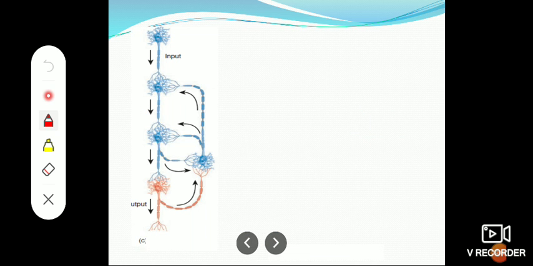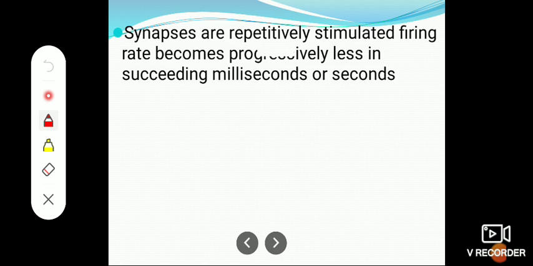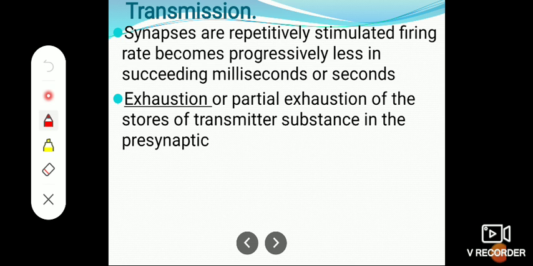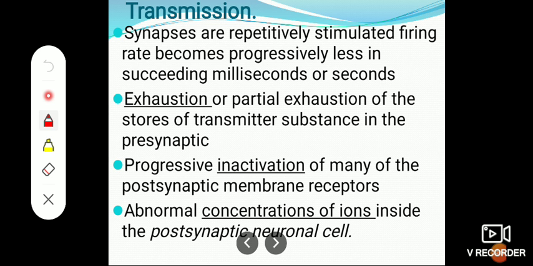So like this there are multiple reverberating circuits. You can see here also parallel after discharge. When synapses are repeatedly stimulated, the firing rate becomes progressively less in succeeding milliseconds or seconds. This is due to exhaustion or partial exhaustion of the store of transmitter substance in the presynaptic terminal, progressive inactivation of many postsynaptic membrane receptors, and abnormal concentration of ions inside the postsynaptic neural cells.